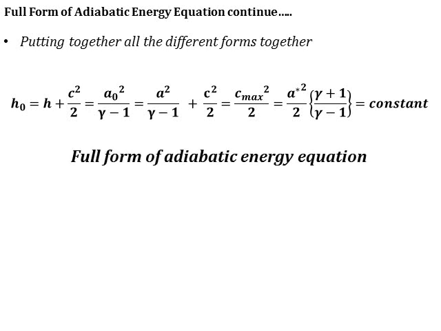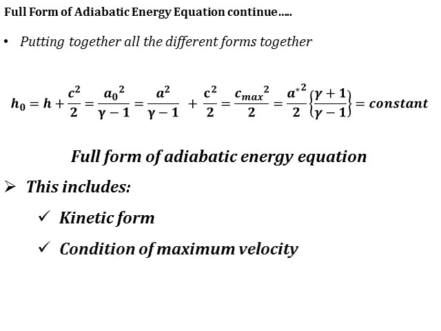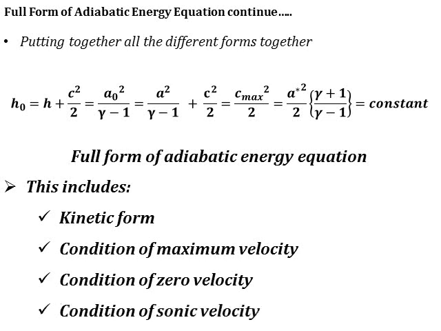Now this is referred to as the full form of adiabatic energy equation because this includes the kinetic form of adiabatic energy equation, the condition at maximum velocity, the condition at zero velocity, that is the stagnation state, and the condition at sonic velocity. The condition at maximum velocity also refers to the condition of velocity of sound being zero. Hence, this forms the full form of adiabatic energy equation.